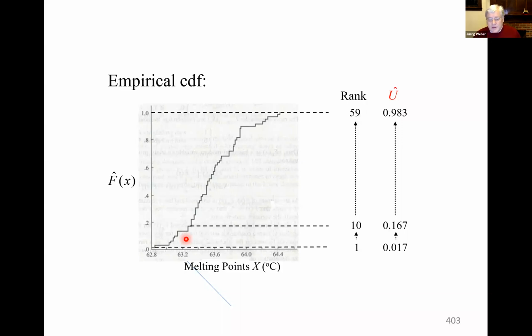Now what we are doing here, we are ranking those observations. So rank 1 is the number with the lowest value.